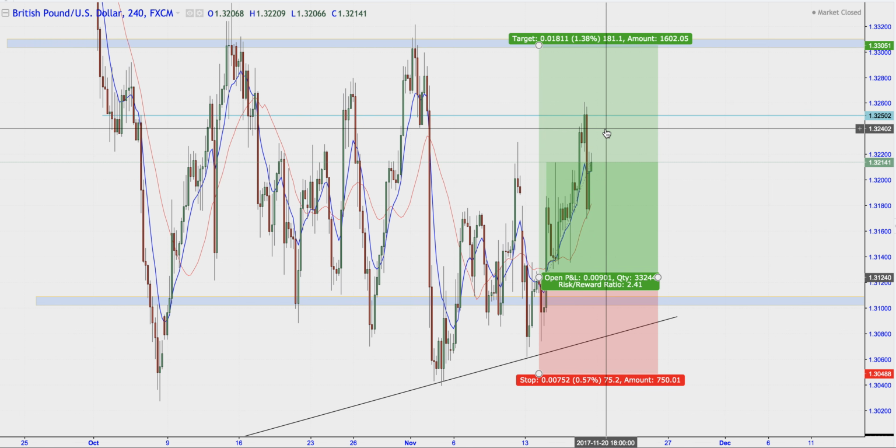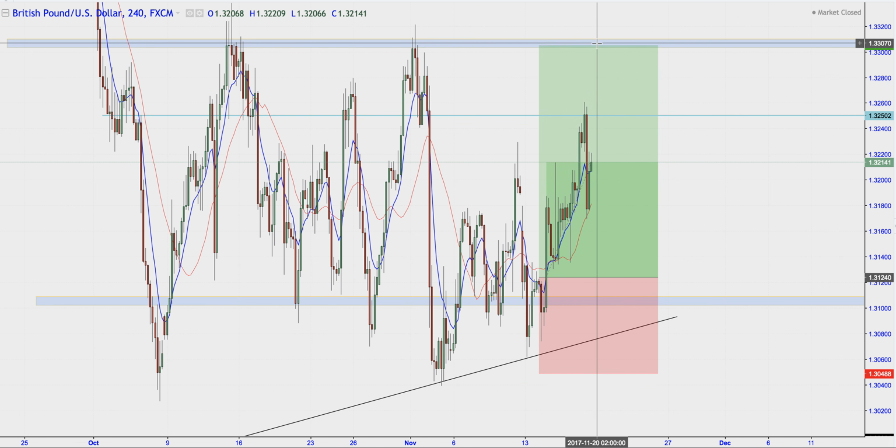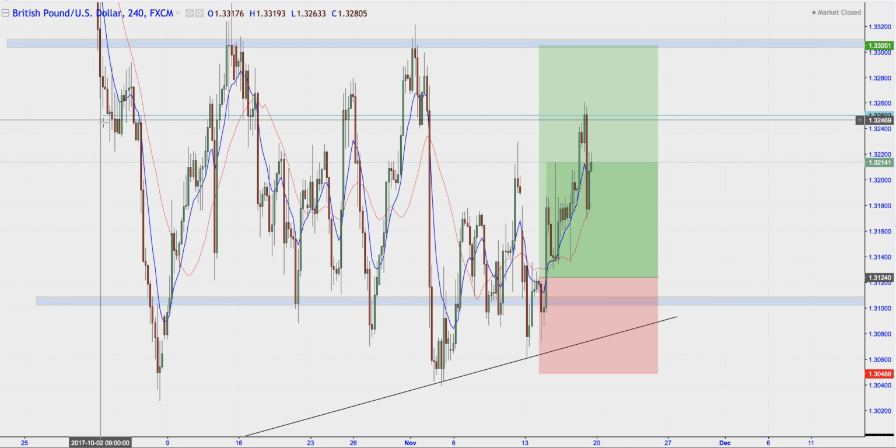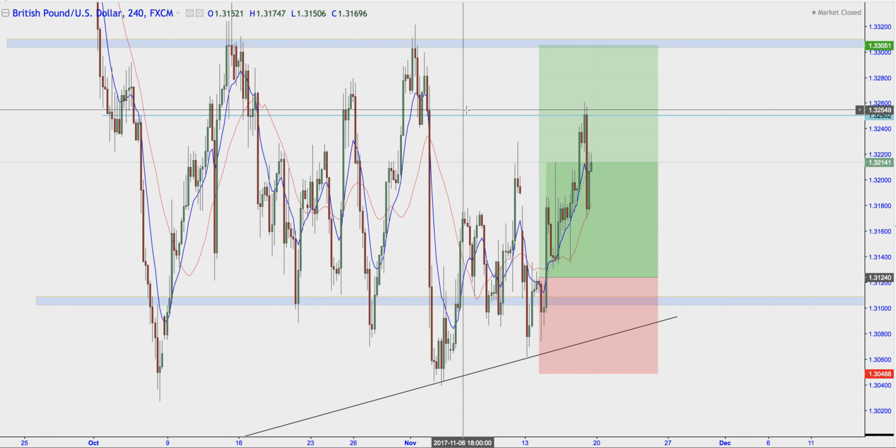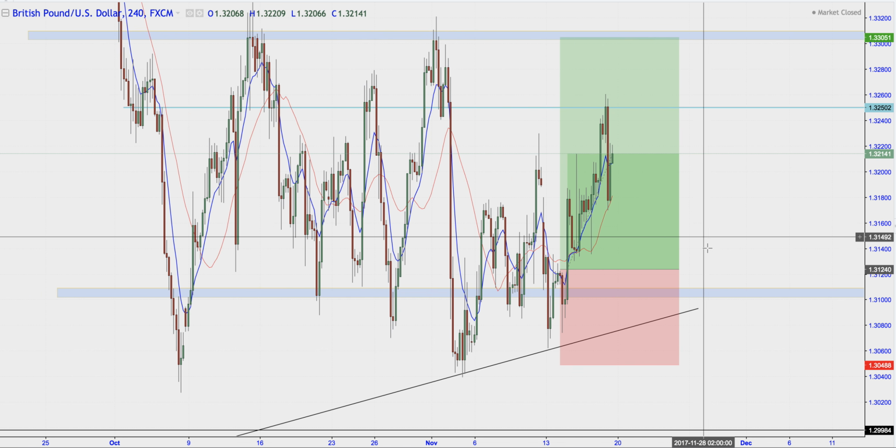And so I still have some of my position on because I'm actually expecting this thing to go up to head and test 1.33 very soon. But I can see that there is some sort of barrier holding the price just here. So that's my stance on GBPUSD.